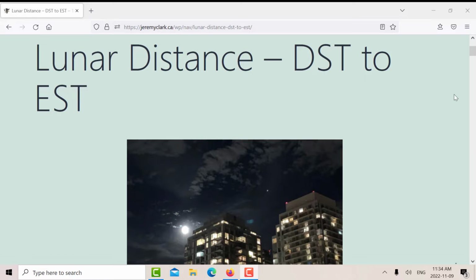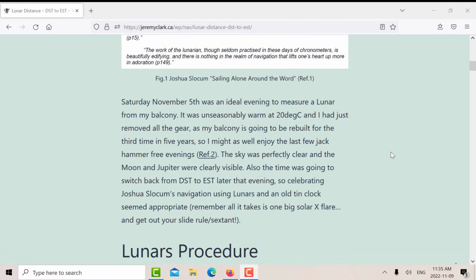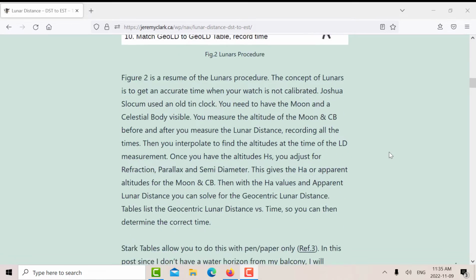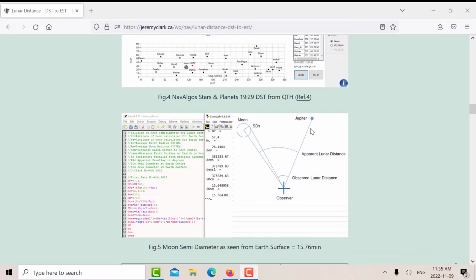Okay, so we're looking at the blog post now. And that's a picture of, there's the full moon. And there's Jupiter there. So basically, to measure the lunar distance, you use your sextant and you bring the position of Jupiter down to the right-hand limb of the moon. And I've got a little diagram of that here. So that's basically what you do. There's Jupiter and you bring it down so it's sitting right there.